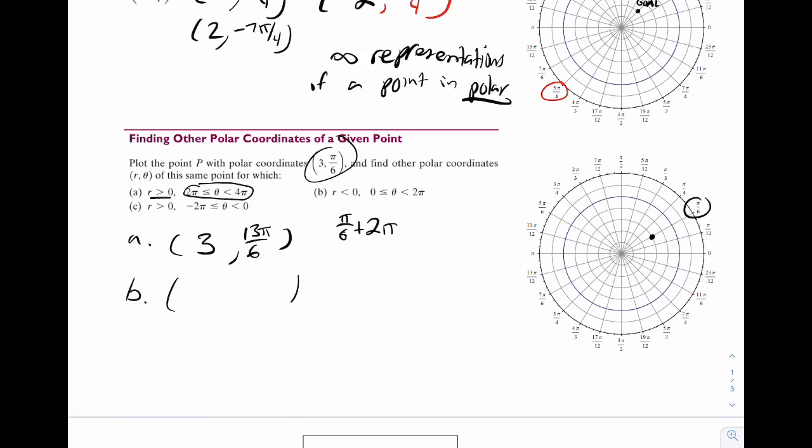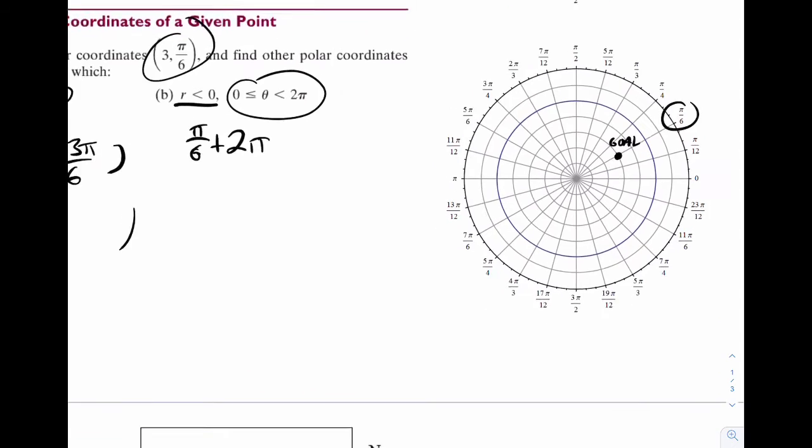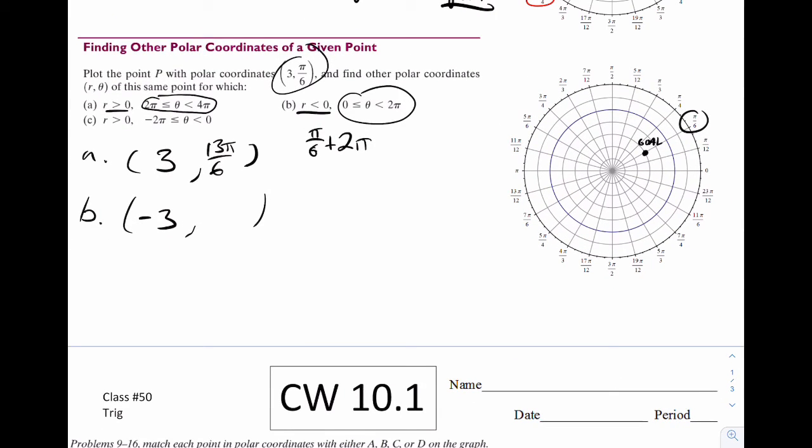B, it says r is negative, so let's make that negative 3. But θ is positive. So that would mean we've got to figure out how do we get to this point right here. This is our goal. How do we get to that point if we're going to walk in the opposite direction, but we're still rotating the normal way? Well, think about it. That would mean you'd have to rotate all the way to here, 7π/6, because then if you're looking at this direction, negative would shoot you in the opposite direction. So that must be 7π/6.